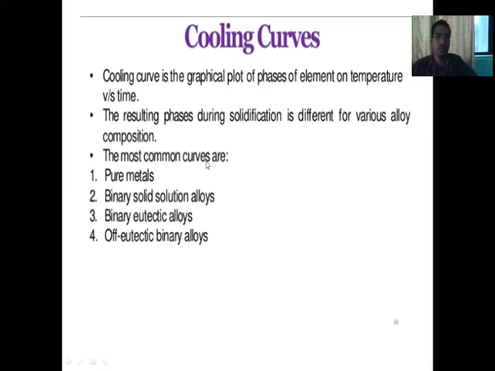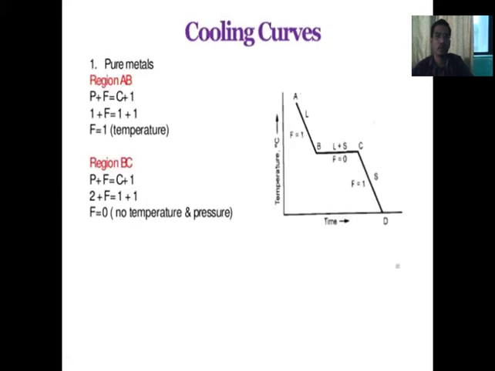The most common cooling curves are the cooling curve for pure metal, the cooling curve for binary solid solution alloys, then binary eutectic alloys, and off-eutectic binary alloys. So these are the four important cooling curves, which are mostly related to materials or metals, and for which we can apply the Gibbs phase rule. Now we will see the cooling curve for each of them.